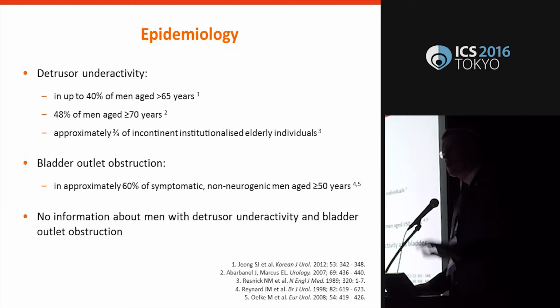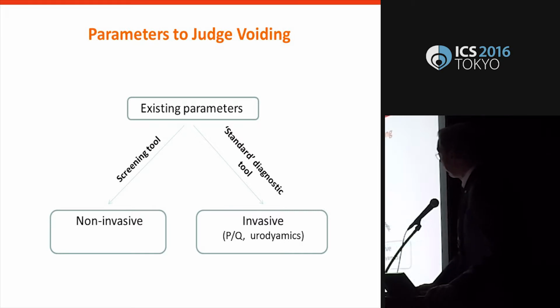Bladder outlet obstruction is clearly defined and has been well investigated, and all the major trials show that in about 50 to 60% of the unselected patient population there is at least some degree of bladder outlet obstruction. Again, there is no information in patients with detrusor underactivity and bladder outlet obstruction, so this is the combination.